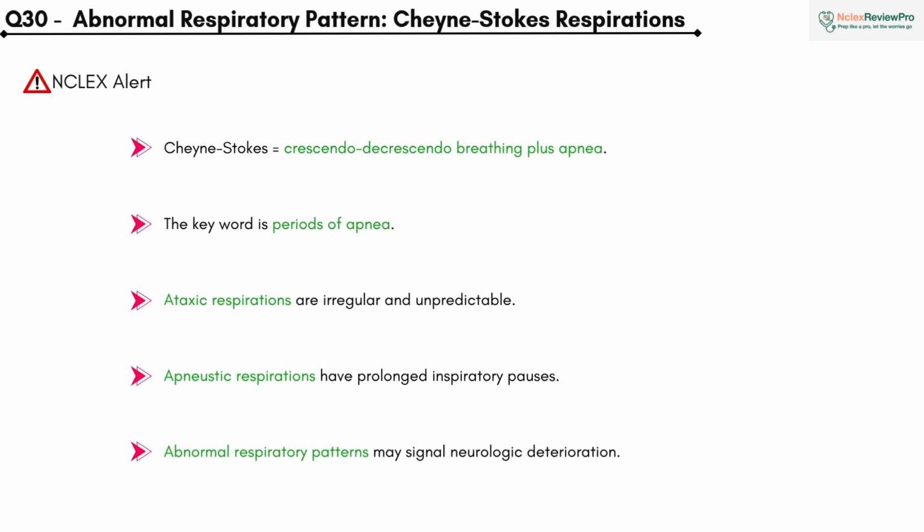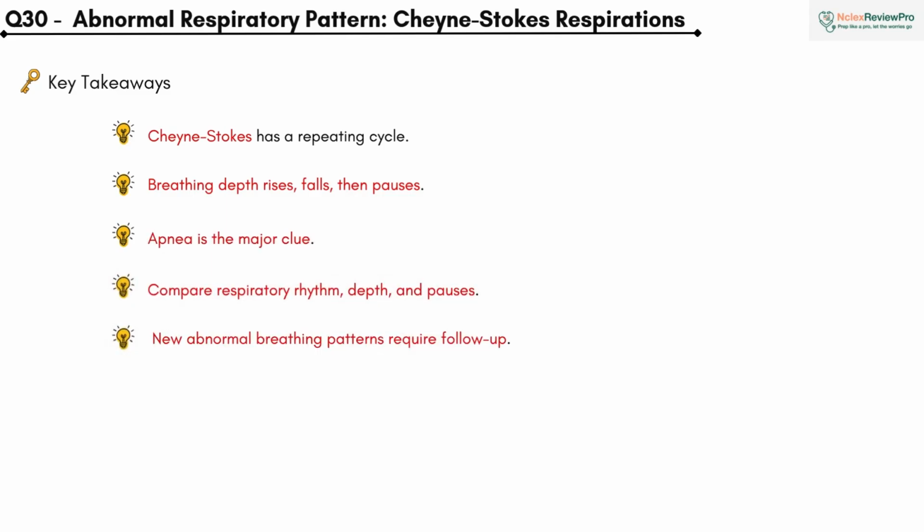Ataxic respirations are irregular and unpredictable. Apneustic respirations have prolonged inspiratory pauses. New abnormal respiratory patterns may signal neurologic deterioration and require follow-up. The key takeaway is this. Cheyne-Stokes has a repeating cycle. Breathing depth rises, falls, and then pauses.